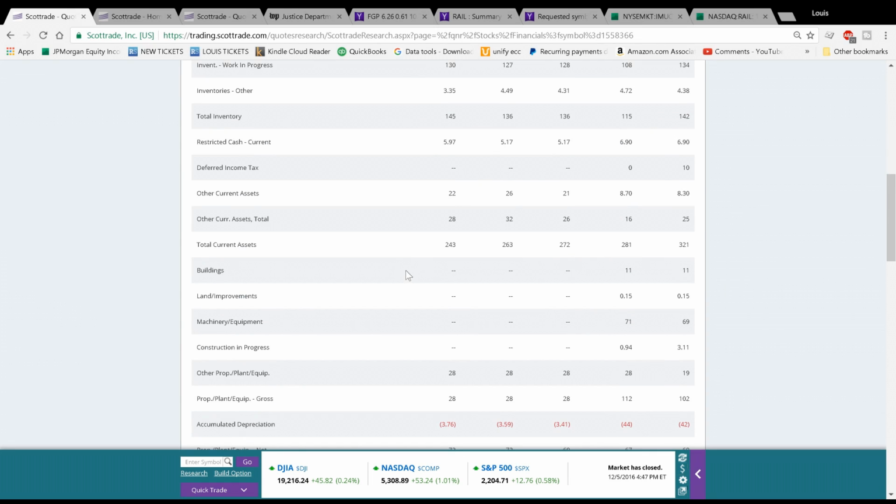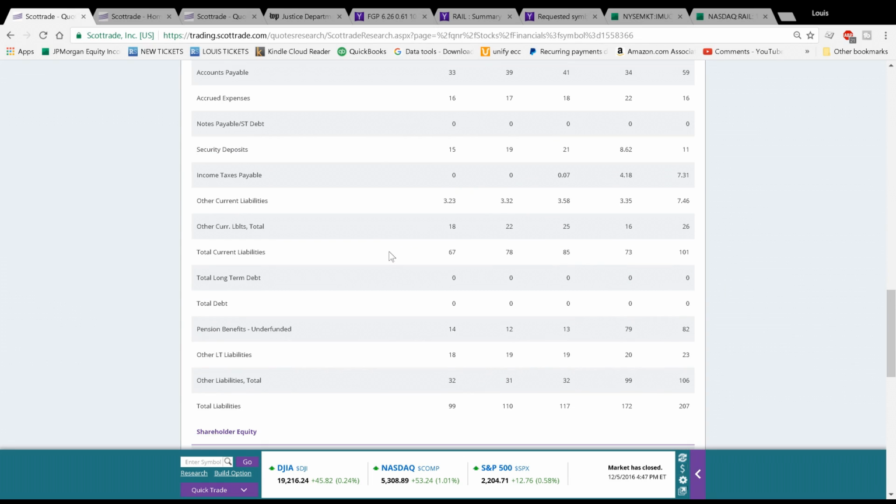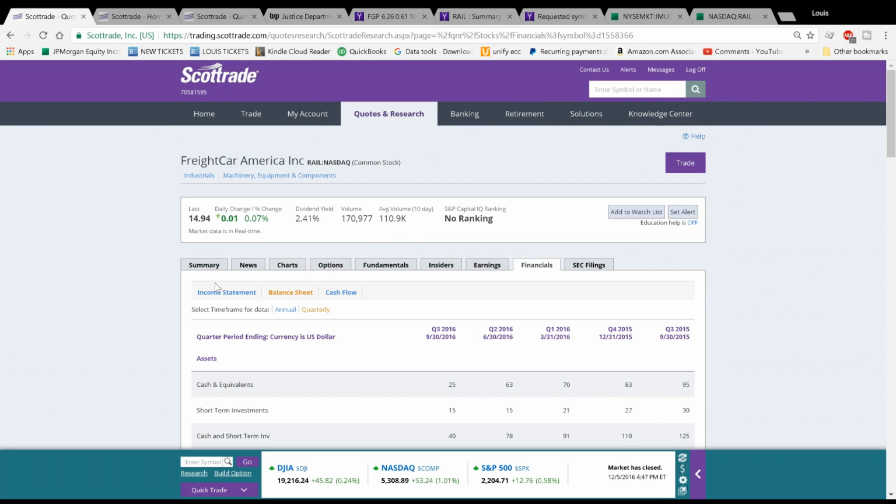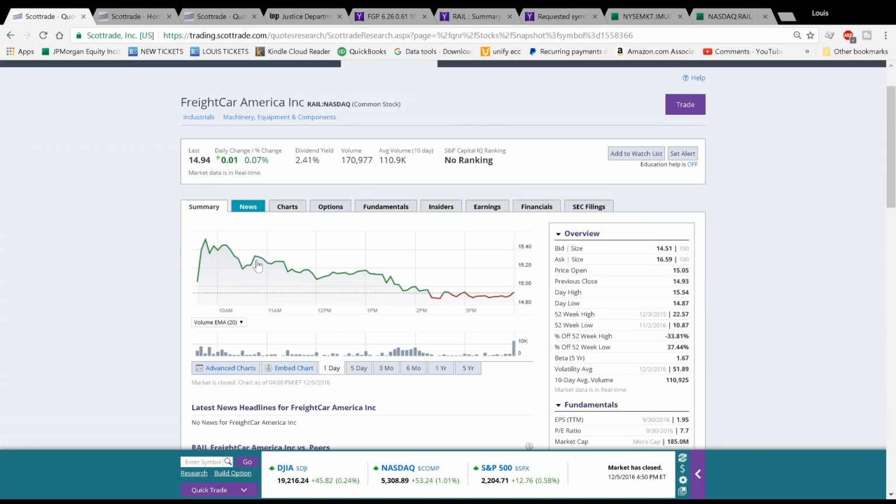And if they do go into debt for some reason, they have room to go into debt because they haven't had debt over a long period of time. So I thought that this was a good buy based on everything that I saw.